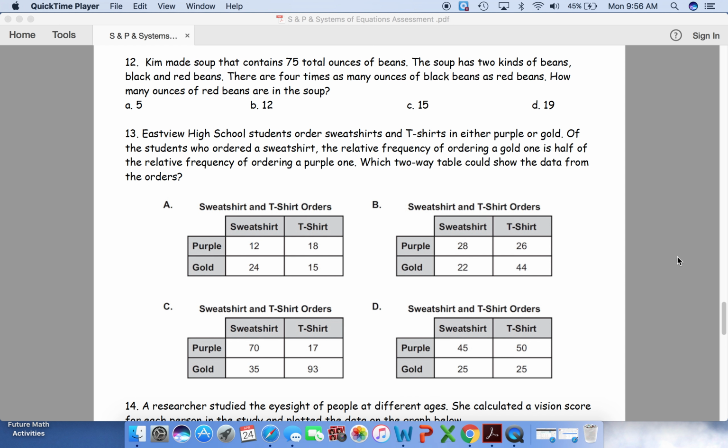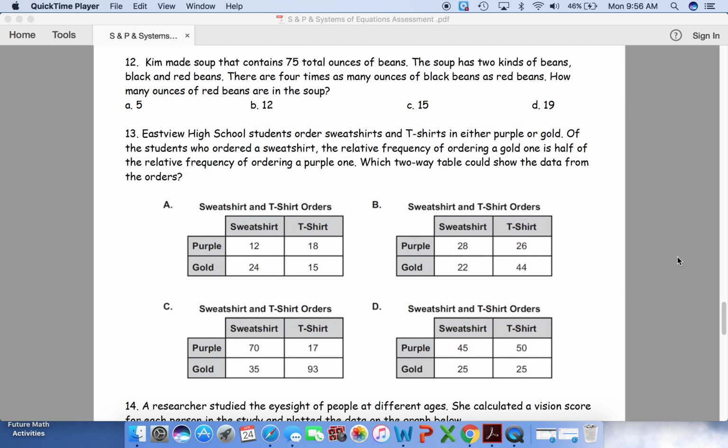Number 12. Kim made soup that contained 75 total ounces of beans. The soup has 2 kinds of beans, black and red beans. There are 4 times as many ounces of black beans as red beans. How many ounces of black beans are in the soup? A, 5, B, 12, C, 15, D, 19.